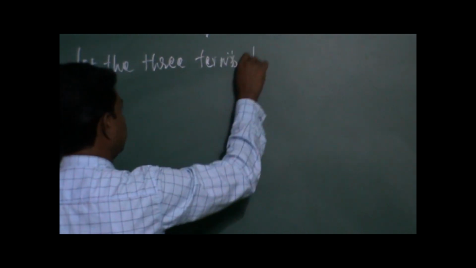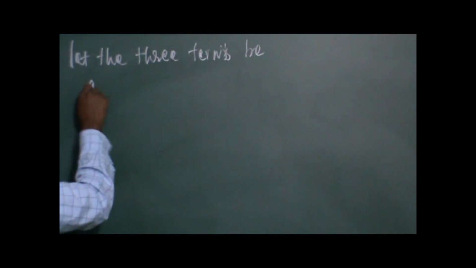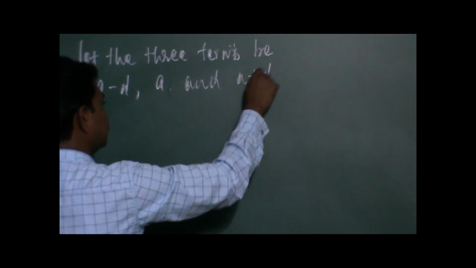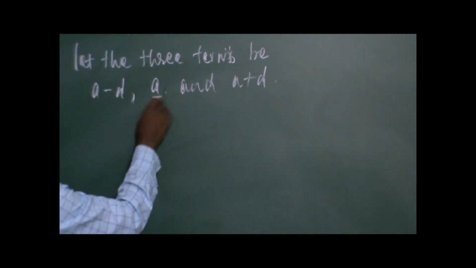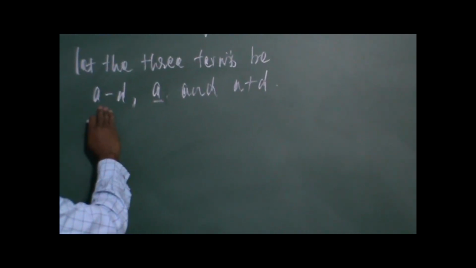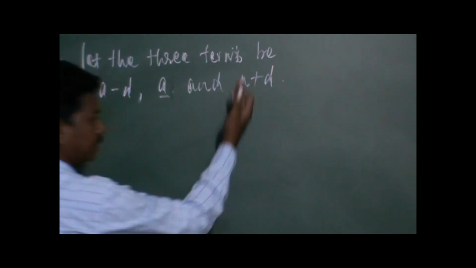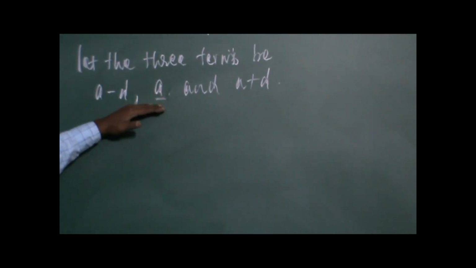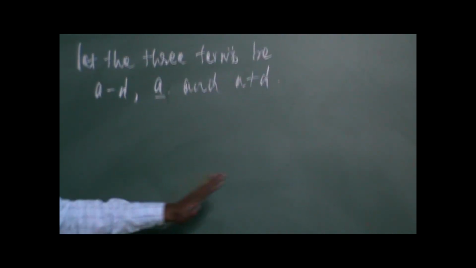That's a very simple problem. So let the three terms be a minus d, comma a and a plus d. So this is the middle term. The preceding term will be a minus d, and the succeeding term will be a plus d. I hope it is clear. If this thing is clear, what comes next is very easy.